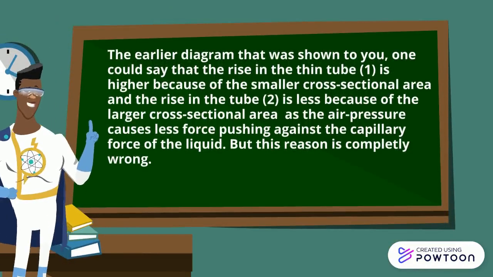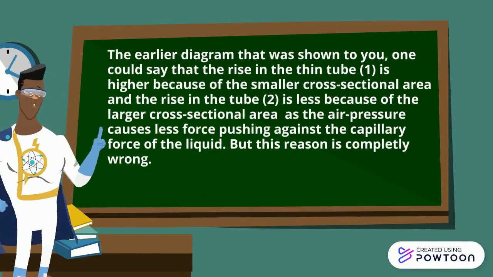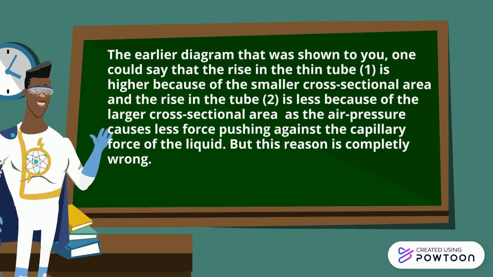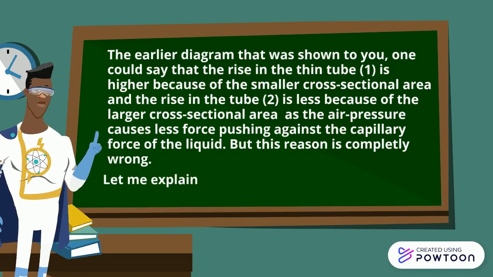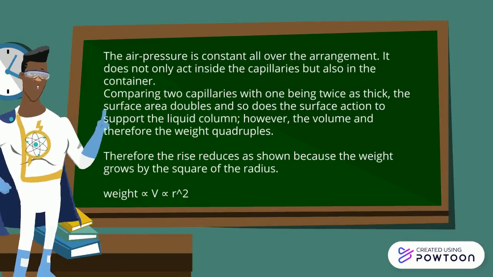In the earlier diagram, one could say that the rise in the thin tube is higher because of the smaller cross-section area, and the rise in the tube 2 is less because of larger cross-section area, as the air pressure causes less force pushing against the capillary force of the liquid. But this reason is completely wrong. The air pressure is constant all over the arrangement.